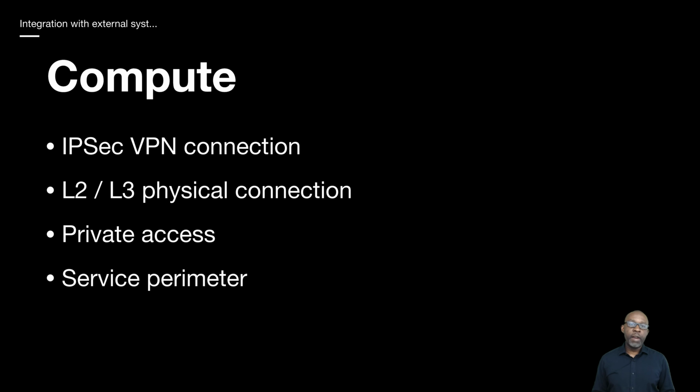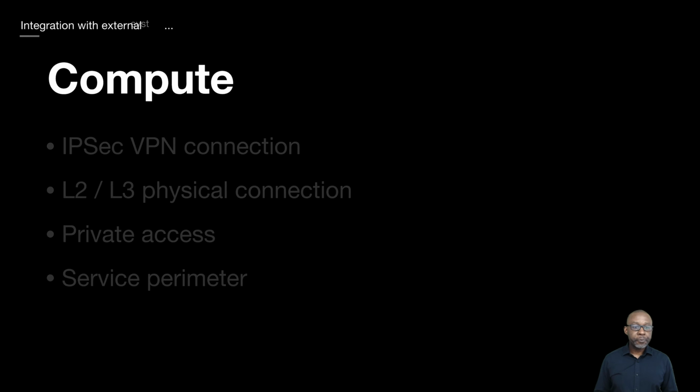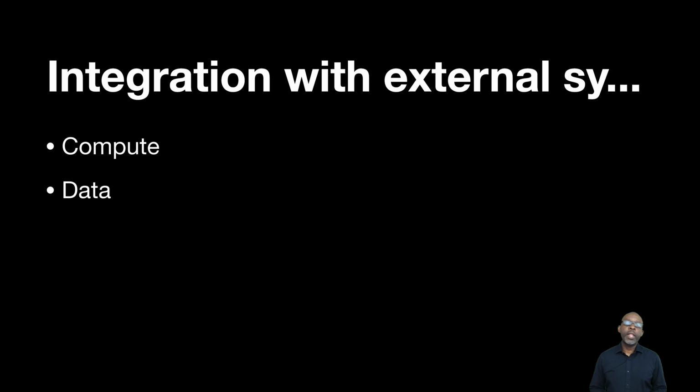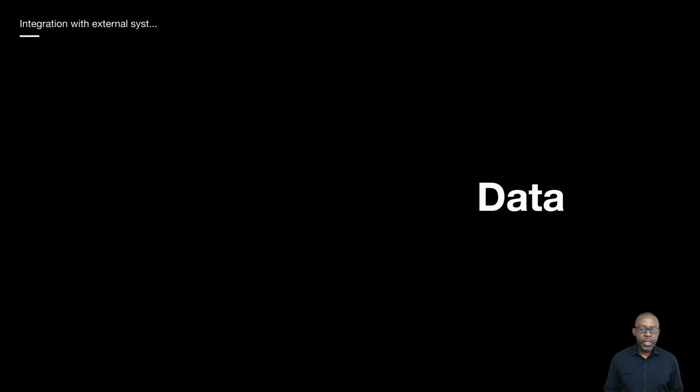And in addition to private access, some cloud providers will give you mechanisms that you can use to implement a secure perimeter that allows you to add resources which are on premises as well as resources in the cloud and ensure that data can only be exchanged between resources within that secure perimeter. So that's compute. Now let's take a look at the data integration options.